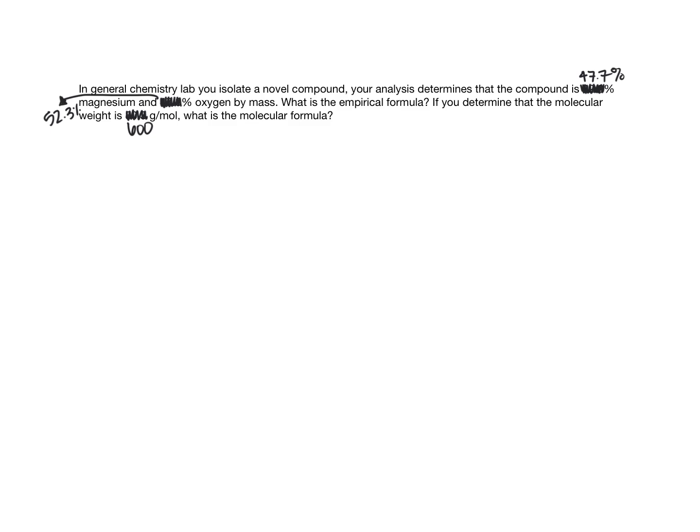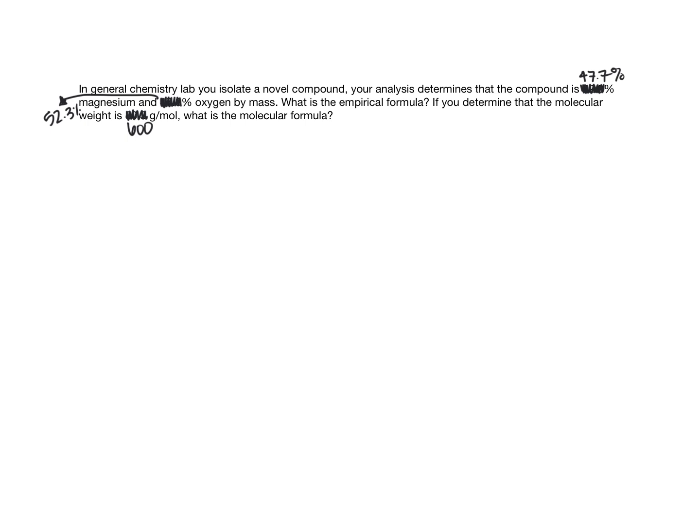In this calculation, you can see there are some typos. It states, in general chemistry lab, you isolate a novel compound. Your analysis determines that the compound is 47.7% magnesium and 52.3% oxygen by mass. What is the empirical formula? If you determine that the molecular weight is 600 grams per mole, what is the molecular formula?